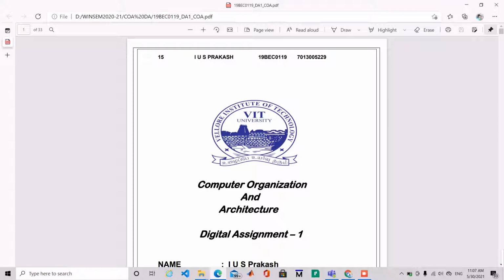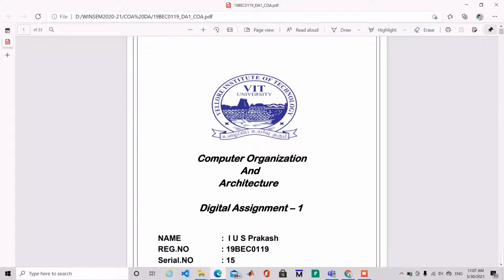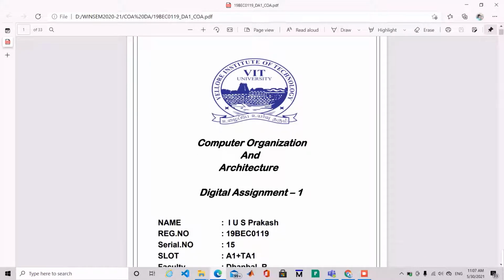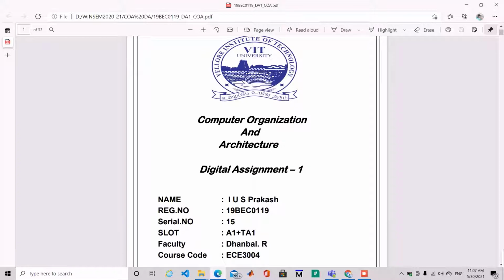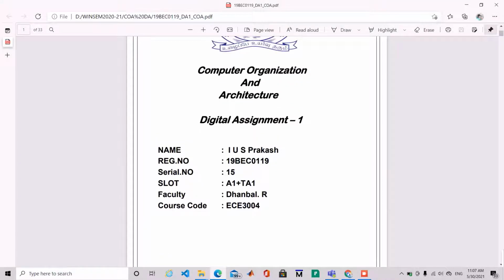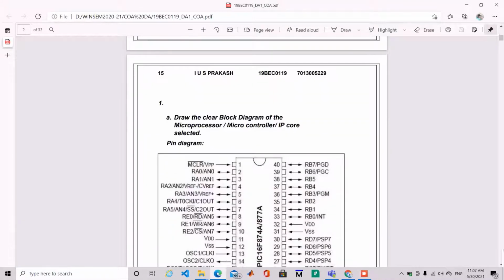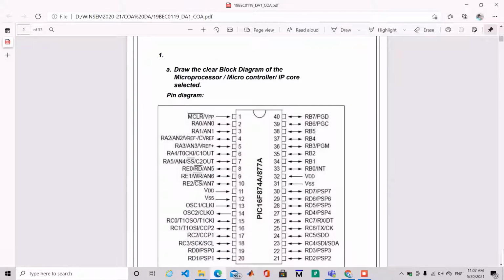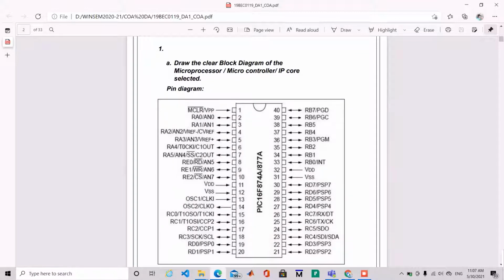My registration number is 19BC0119, and now I am going to explain my assignment which I have done in the Computer Organization and Architecture subject under Professor Dhanabal R. Our assignment is to explain a microcontroller or microprocessor or IP core which we have selected. In my case, I have selected the microcontroller PIC16F877A.